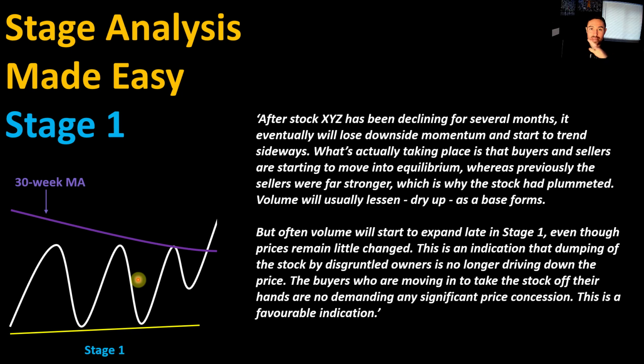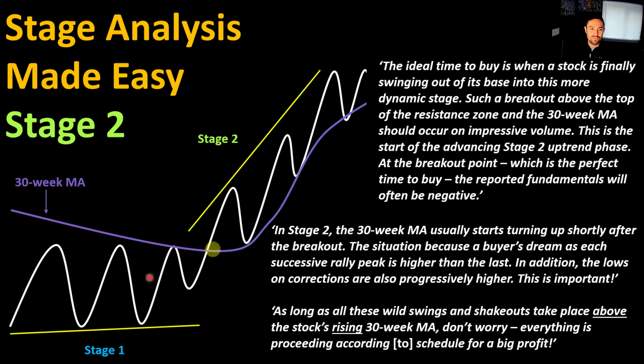So stage 1 then moves into stage 2. If you're following along, the ideal time to buy is when a stock is finally swinging out of its base, so stage 1 base, into this more dynamic stage, such as a breakout above the top of the resistance zone and the 30-week moving average should occur on impressive volume. You're going to see as we go throughout this presentation, Stan puts great emphasis on the volume at key points on the chart, especially the breakouts.